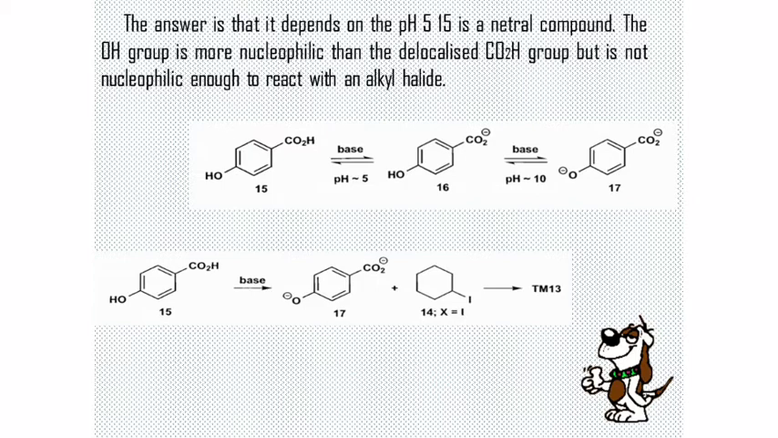the carboxylate anion 16. We don't want this as it will react at CO2 rather than at O, but at pHs above about 10 it exists as the dianion 17 and now at last ArO is more nucleophilic than CO2. All we need to do is to use two equivalents of a strong enough base with a suitable alkyl halide and we shall make our ether. As 14 is a rather unreactive secondary alkyl halide, we need a good leaving group such as iodide.